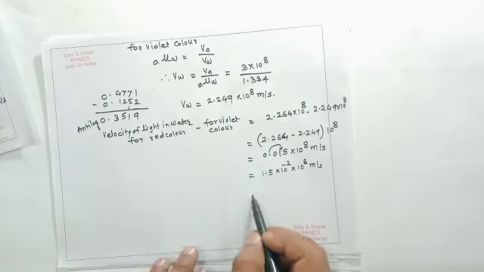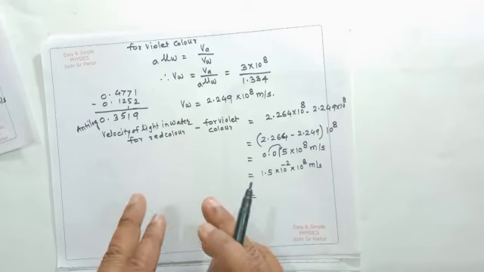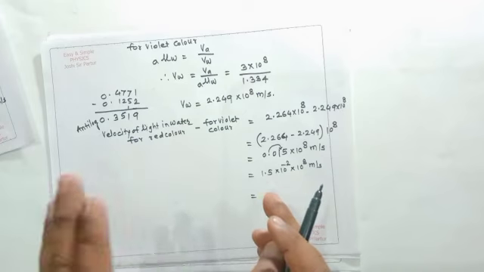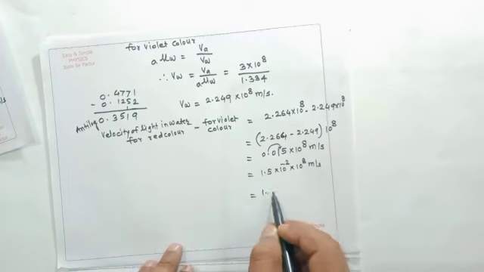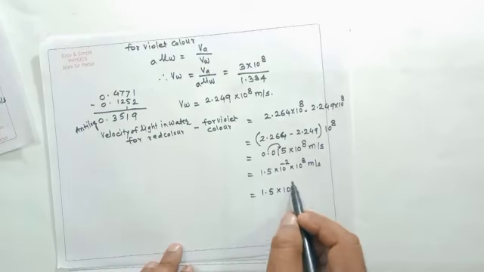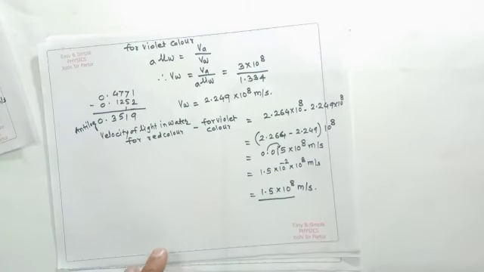So their difference in red color and violet color for velocity of light in water will be 1.5 into 10 to the power 8 meter per second. This will be the answer for the third question.